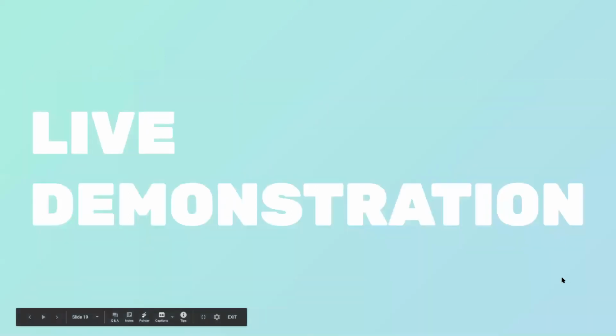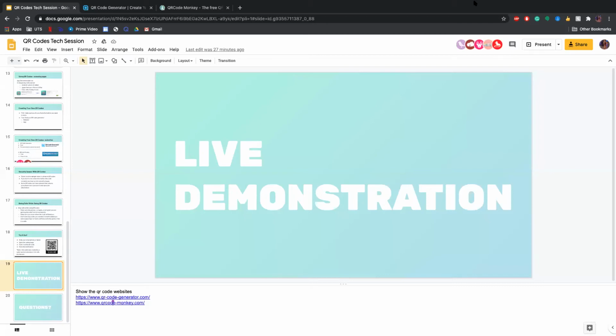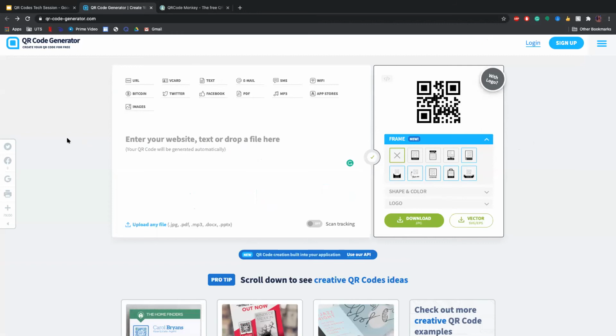Now I'm just going to go over a quick live demonstration to show you a bit about actually creating some codes yourself, because it's nice to really be able to apply the knowledge that you've gotten. The first site that I did mention is called QR Code Generator. The first thing that I'd like to mention is that you can sign up if you'd like by clicking this sign up button, the blue one.